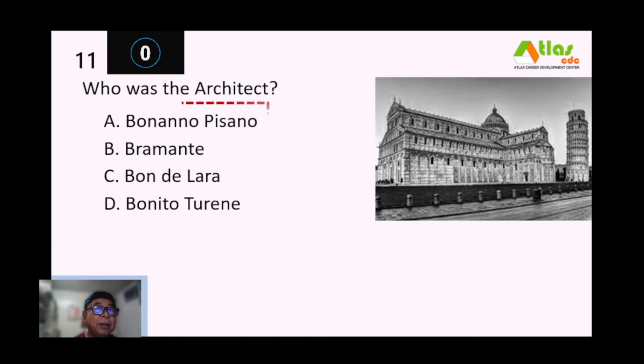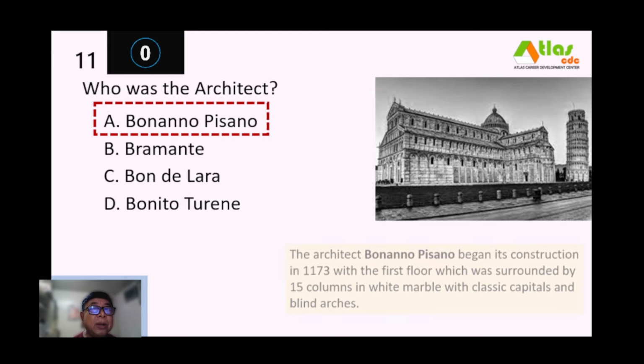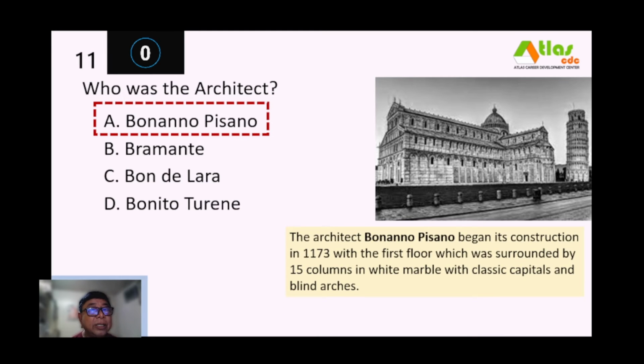And our correct answer is A, Bonanno Pisano. So the architect Bonanno Pisano began its construction in 1173 with the first floor, which was surrounded by 15 columns in white marble with classic capitals and blind arches.